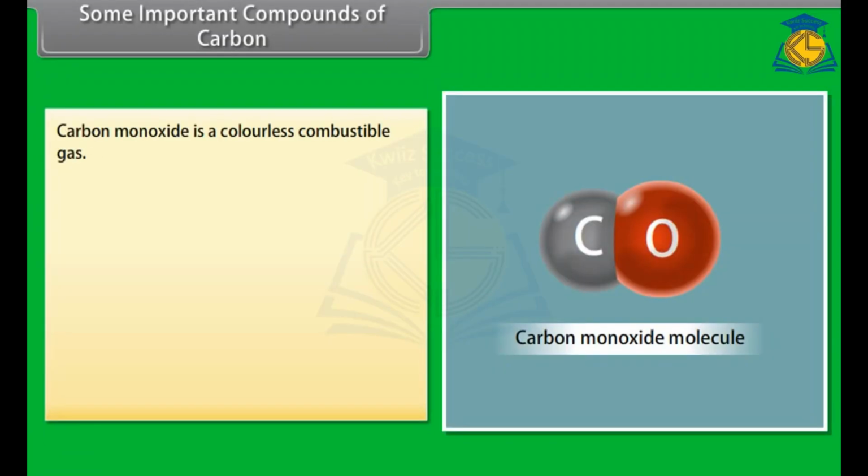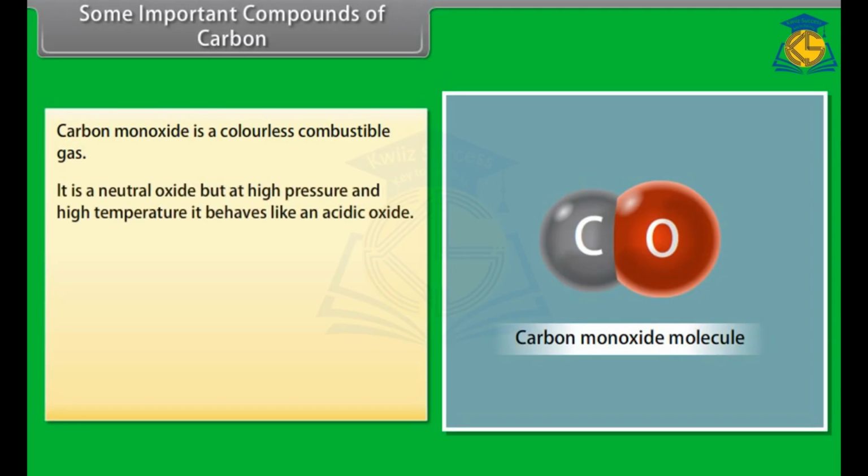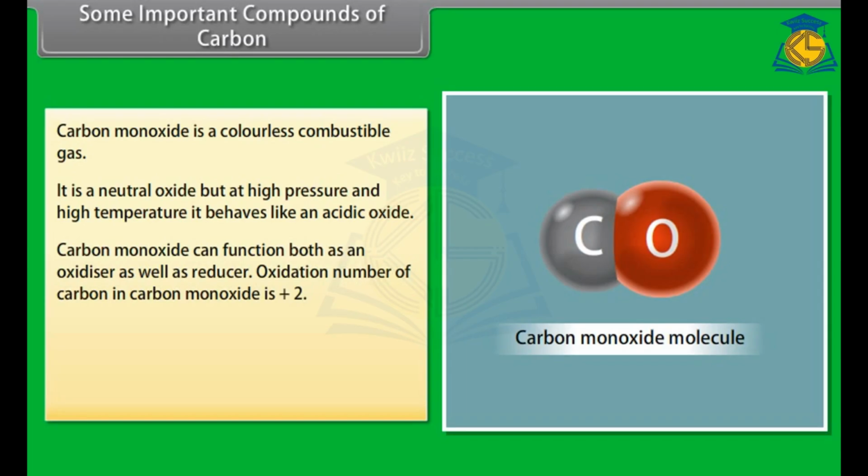Carbon monoxide is a colorless combustible gas. It is a neutral oxide, but at high pressure and high temperature, it behaves like an acidic oxide. Carbon monoxide can function both as an oxidizer as well as a reducer. The oxidation number of carbon in carbon monoxide is +2.